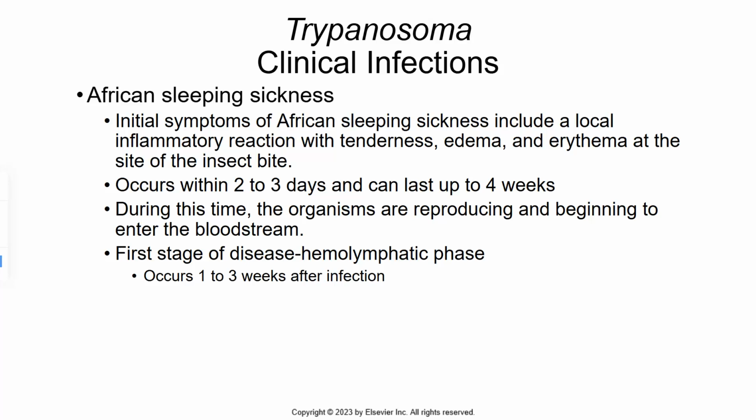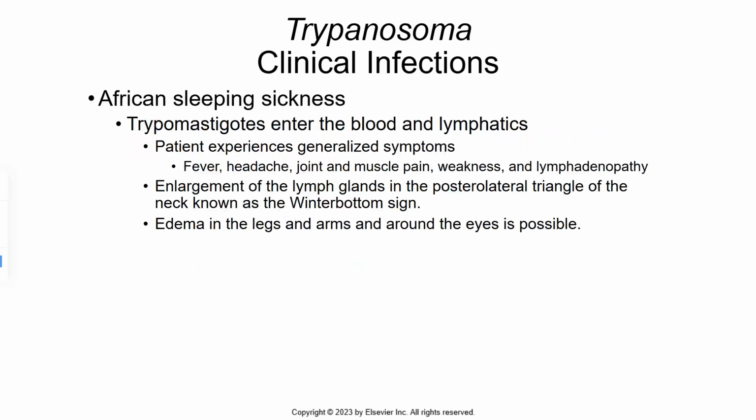African sleeping sickness. The initial symptoms include a local inflammatory reaction with tenderness, edema, and erythema at the site of the insect bite. This type of insect is capable of regurgitating this organism into the bite wound. It occurs within 2 to 3 days and lasts up to 4 weeks. During this time, the organisms are reproducing and beginning to enter the bloodstream. The first stage of the disease is the hemolymphatic phase, which occurs 1 to 3 weeks after infection.